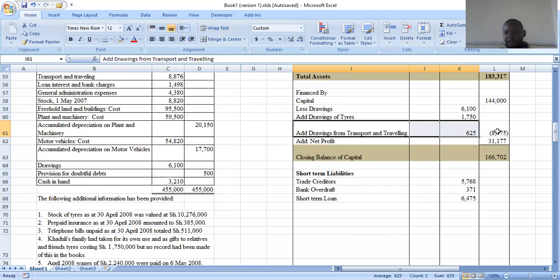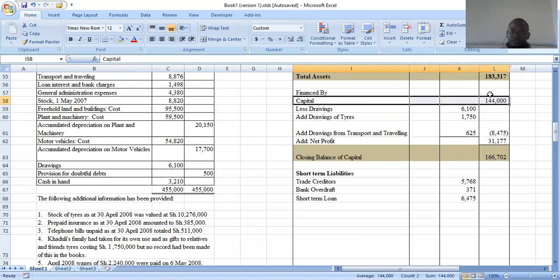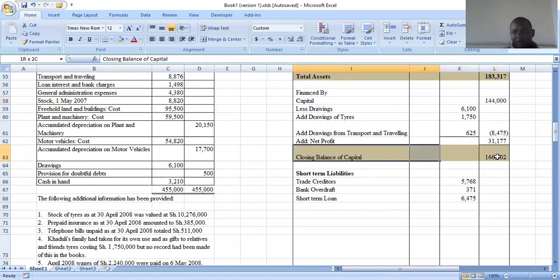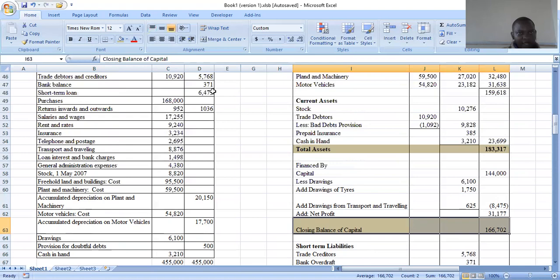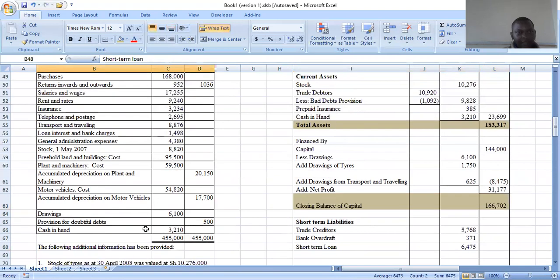Tukapata 8475, eh? And then the drawings should be deducted from capital. So you all understand that drawings reduce the capital of the business. Then we deduct the 8475, the total of drawings, from capital, in order for us to get the closing balance of capital. And then we proceed. I don't think there is any other current liability.